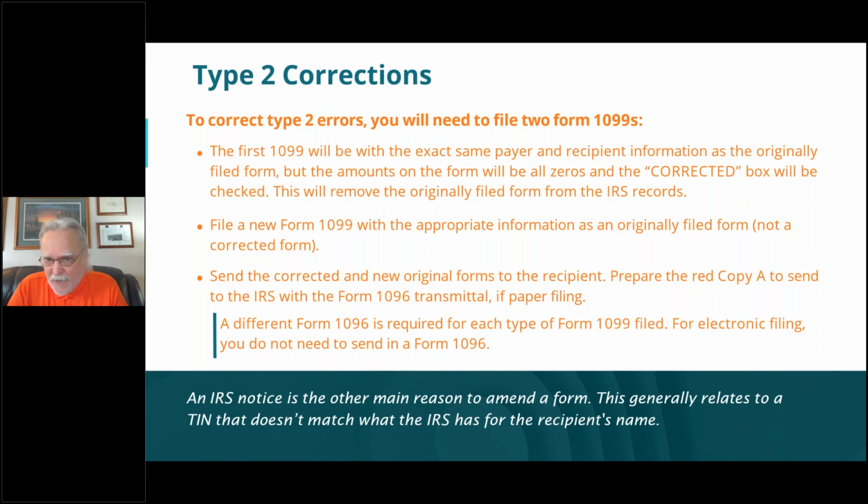And check the corrected box. What that does is it'll remove that original filing for the IRS, and they will know that they're to disregard that one. Then you file a new 1099 with the appropriate information, corrected. But you don't check the corrected box on this one. You just send in a new 1099. Send the corrected one and the new original forms to the recipient, and prepare your 1096 if you're doing it on paper, again, most of you are not. If in fact you e-filed it, you don't have to do the 1096.